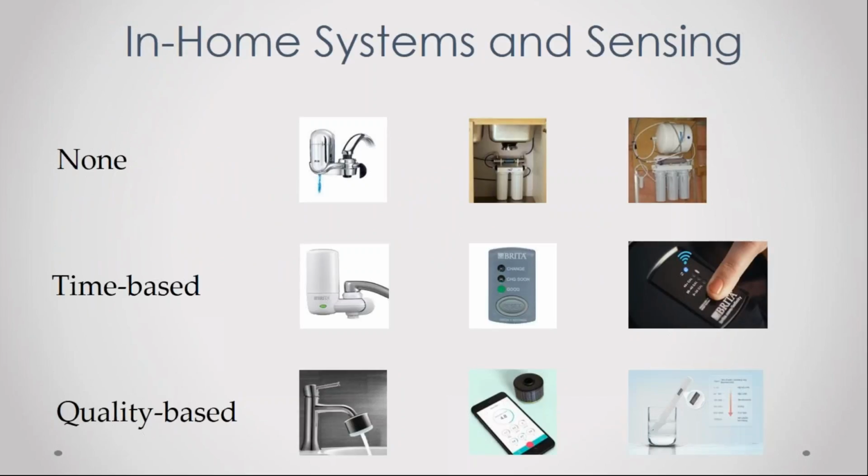So let's talk about in-home systems for a minute. The main in-home systems that we commonly use are adsorption systems and reverse osmosis systems. You can see common in-home systems are point of use. So the faucet could be on the countertop, under the sink, also pitcher, and what we call point of entry, which would be in a basement.